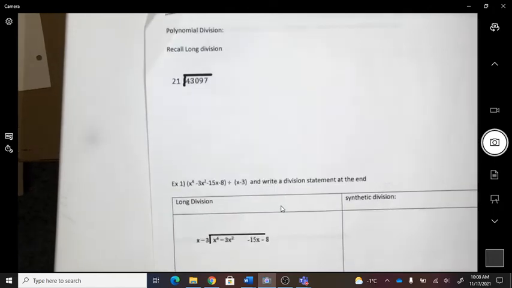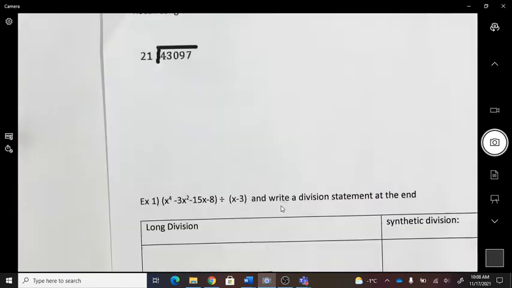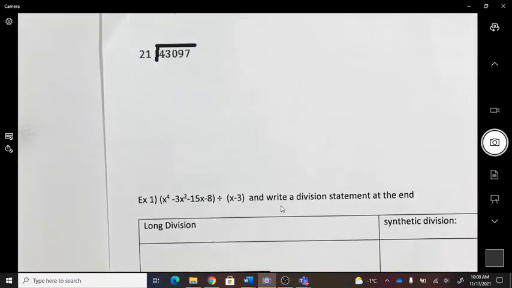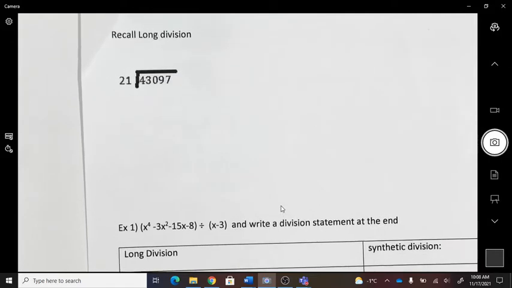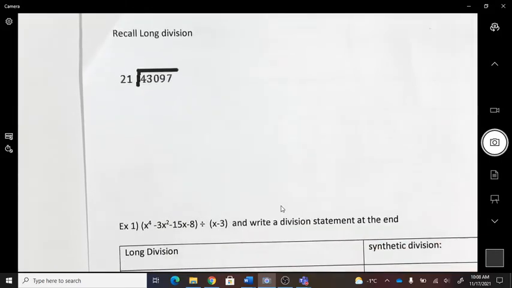Okay. I'm going to show you some long division stuff. But don't panic. You actually don't need to know any long division, because I'm going to show you a shortcut. Yay.